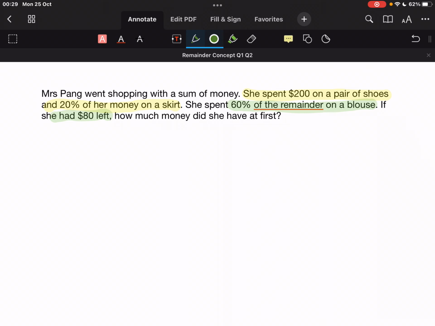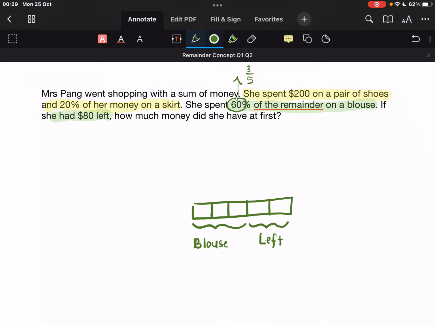So 60% over here, we'll change it to a fraction, and 60% is 3/5. So I'm going to draw the second model first. Now, 3/5 here is spent on the blouse. Now you should have $80 left. So this is the amount left. And this amount is $80, which means each unit here is $40. Correct? Now, let's go back to the first part of the question.